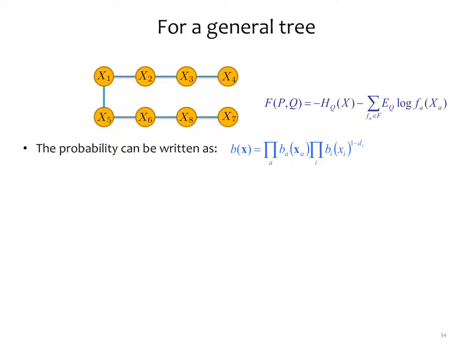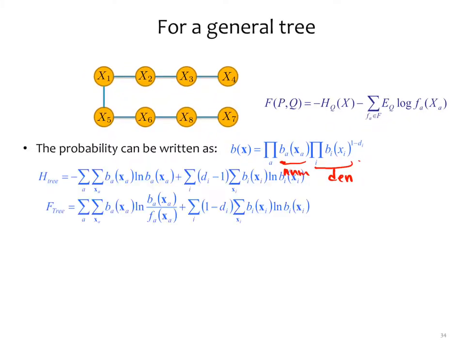You can write it as a probability. So your general tree, you can write it as a multiplication of factors: this is your numerator, and this is your denominator. Make sense?